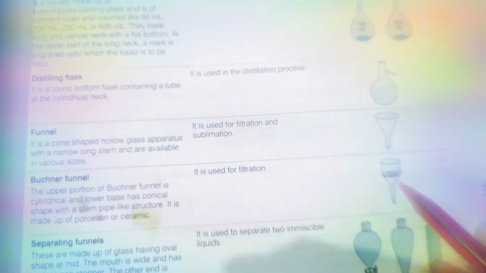Buchner funnel. Buchner funnel is used for filtration only because it contains capillary. Separating funnel. It is used to separate two immiscible liquids like oil and water, because here is a knob and it contains a capillary tube, this narrow part. When oil and water are mixed together, we have to loosen this knob, and after loosening this knob, water, which is the dilute substance, will come out from this narrow part, and oil will stay in this tube.